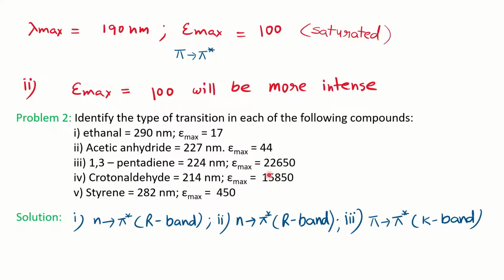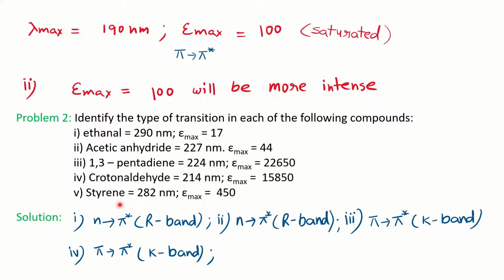The sigma max value is high, more than 10 to the power 4, which suggests it is an allowed transition, meaning within the same orbital. Okay, and the high value at 214 lambda max suggests it is a pi to pi star transition, again K band. Okay. The last is styrene, which is an aromatic compound.